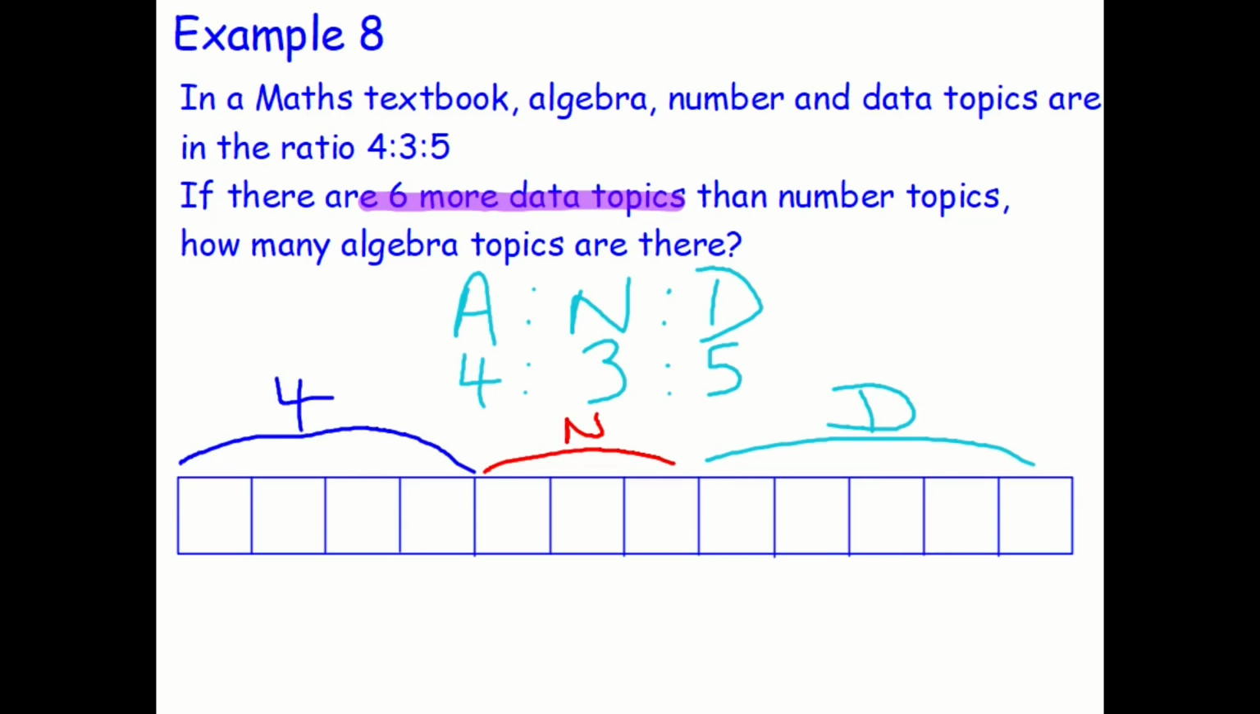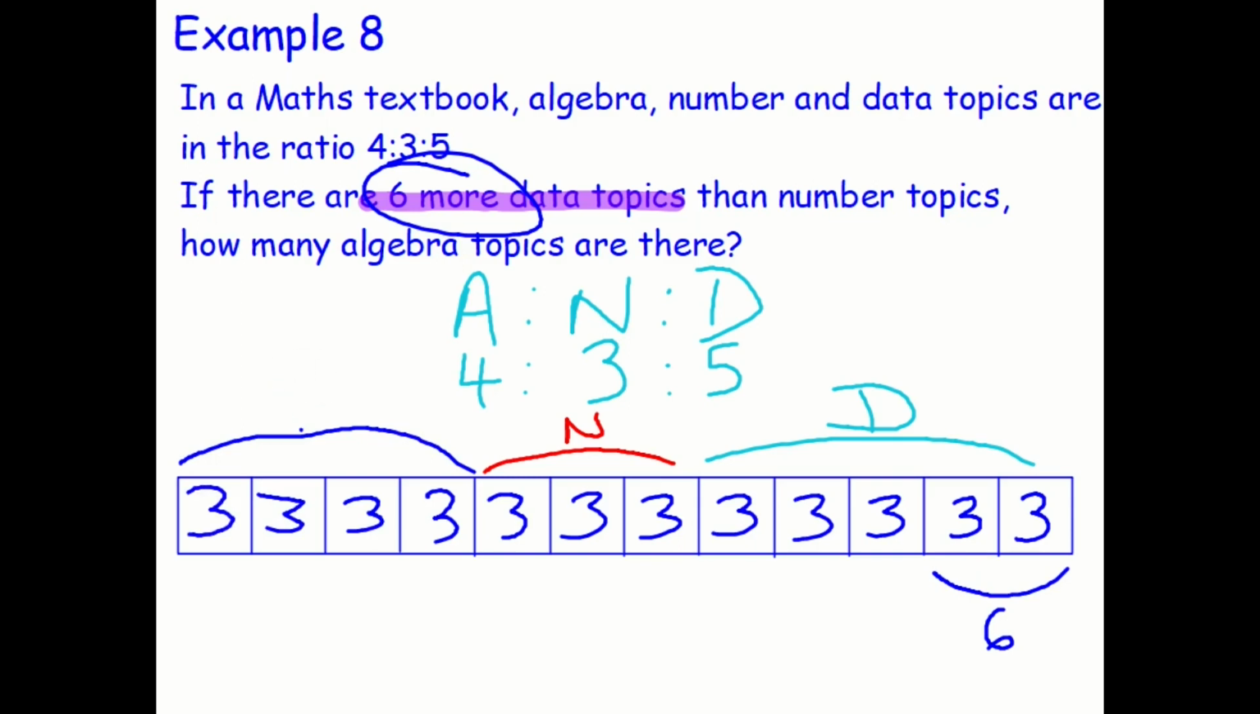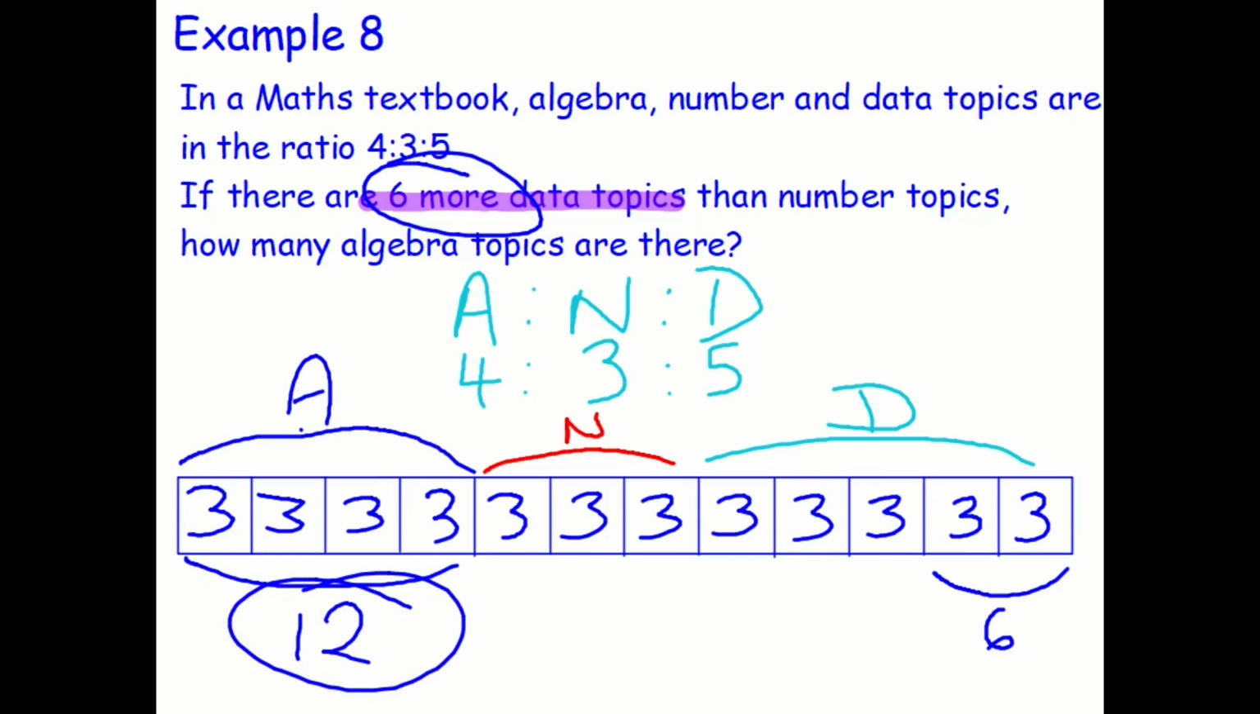So let's have a look. We've got 3 boxes for number, 1, 2, 3, and if I tick 3 boxes for data, it means that these 2 boxes here represent those 6 more, which means there are 3 in each box. And if there's 3 in each box, then there's 3 in all the boxes. The question says, how many algebra topics are there? Sorry, I mislabeled that. That was actually meant to be an A, for algebra. There are 4 lots of 3, so there are 12 algebra topics.